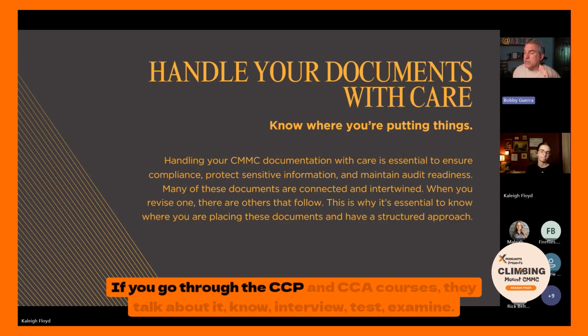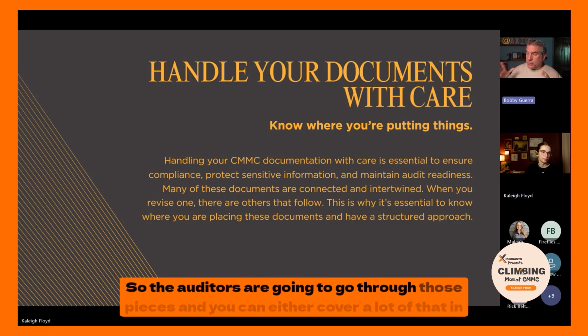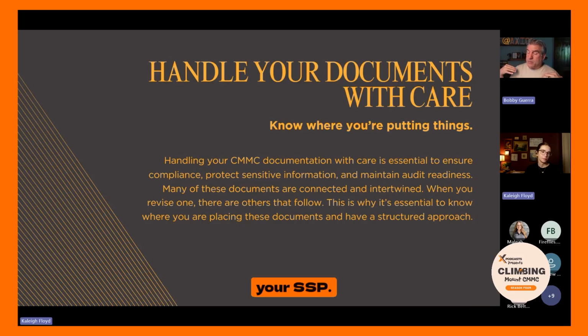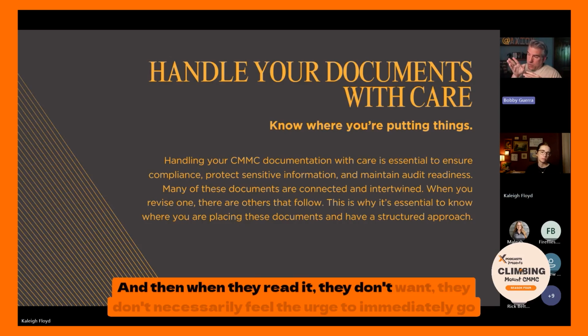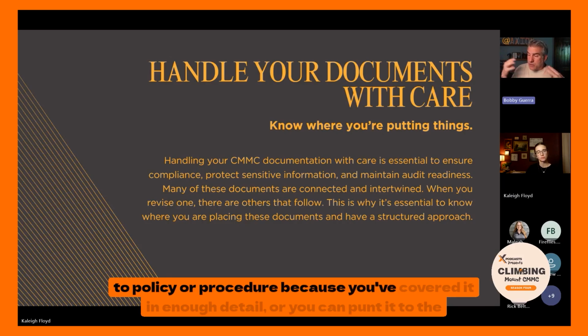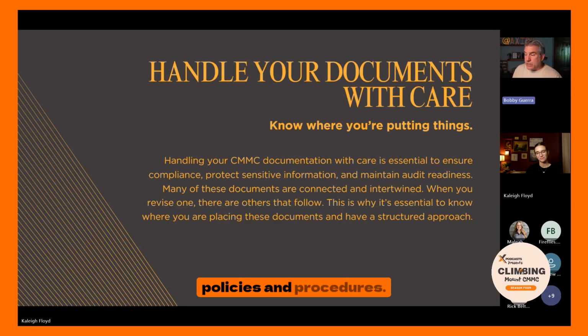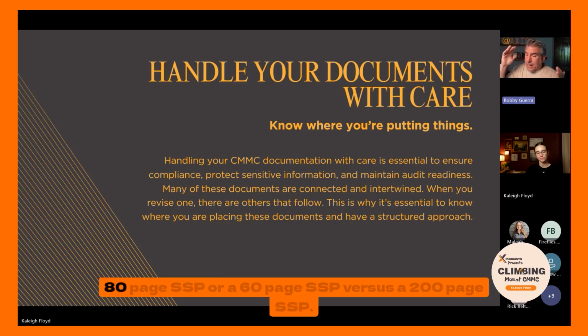If you go through the CCP and CCA courses, they talk about it. Interview, test, examine. So the auditors are going to go through those pieces, and you can either cover a lot of that in your SSP, and then when they read it, they don't necessarily feel the urge to immediately go to policy or procedure because you've covered it in enough detail, or you can punt it to the policies and procedures. Your SSP will be much smaller, right? So you might have an 80-page SSP or a 60-page SSP versus a 200-page SSP.